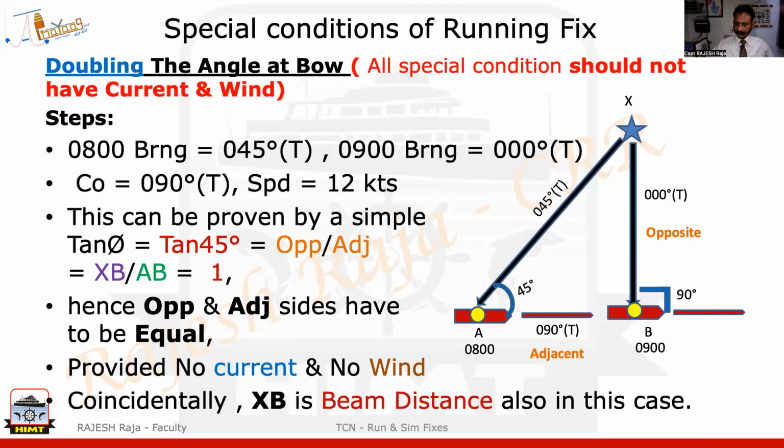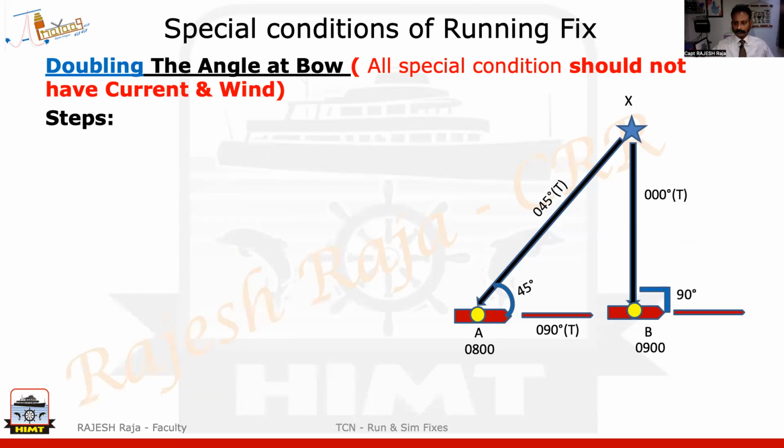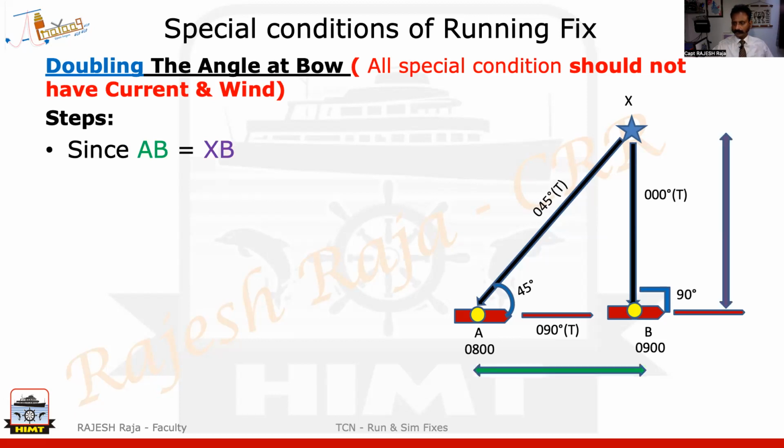And coincidentally, in this particular question, you should realize something: when my vessel is at B, the distance B to X, or X to B, is also the beam distance in this case. So this is something which will be useful for you in the question. This is a beam distance also. Let us proceed further and see something more. So we have already seen tan 45 is equal to 1. The opposite side and the adjacent side have to be equal. So AB is equal to XB. So this distance AB has to be equal to XB.